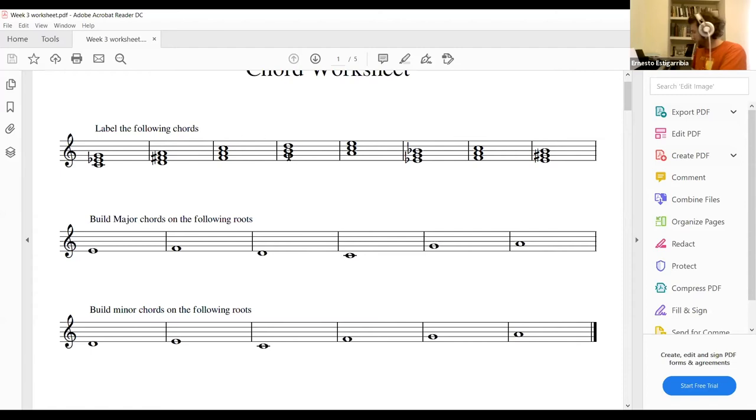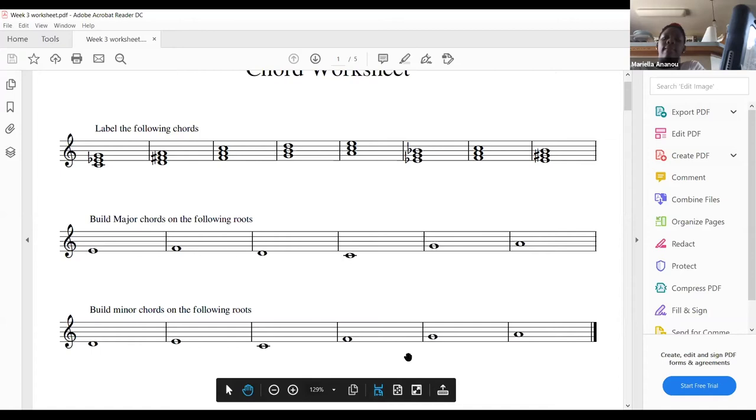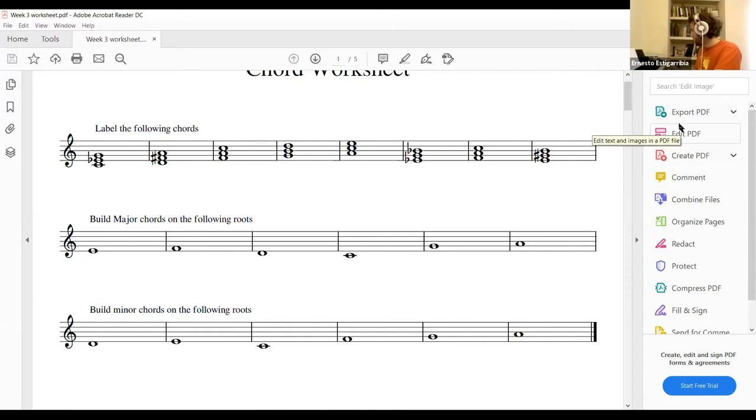Chord number two. Chord number three. Can you please mute yourselves? Go. Here we go. Number three. Chord number four.